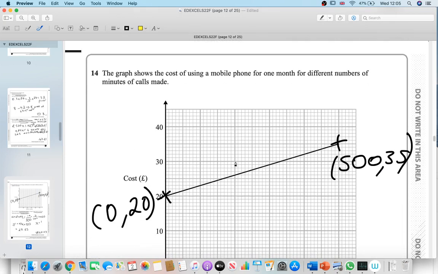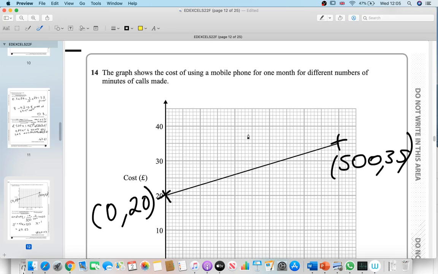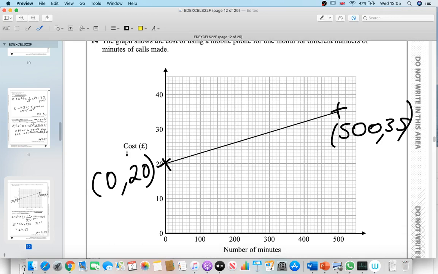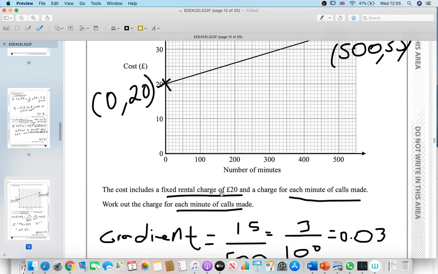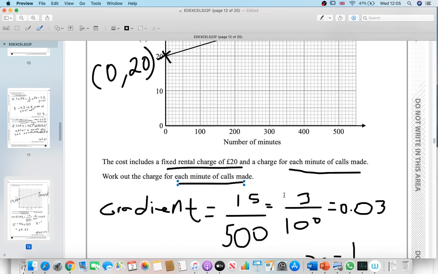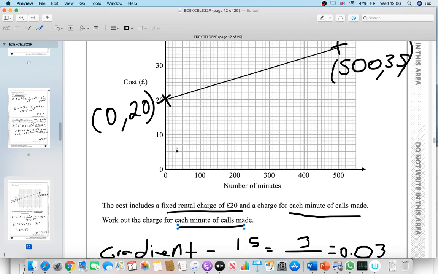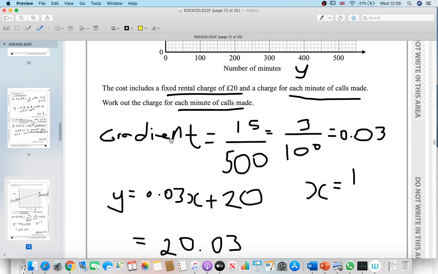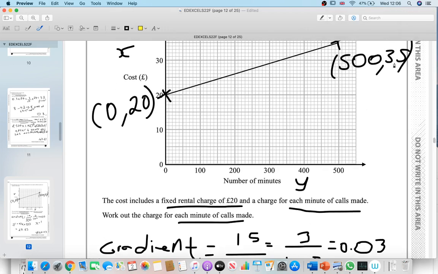Right, guys, the graph shows the cost of using a mobile phone for 1 month for different numbers of calls made. So we've got the cost here, and we've got the number of minutes. The cost includes a £20 fixed charge and a charge for each minute of call made. Work out the charge for each minute of the call made. So what I'm going to do, guys, is work out the equation of this line. I've called this y in my equation, and I've called this x. So the gradient is the change in y over the change in x.